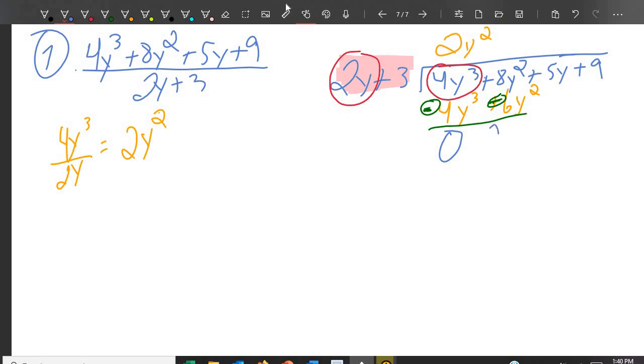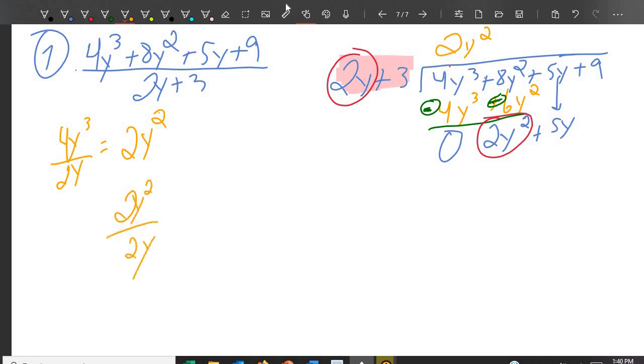8y squared minus 6y squared is 2y squared. Bring down the 5y. Now we're going to start over. We're going to take the 2y and divide it into the 2y squared. Over here, 2y squared divided by 2y. Well, one of the y's cancels out and you're just left with a y. So the y goes across the top. Then it's y times 2y plus 3, so it's going to be 2y squared plus 3y. Now we're going to change the signs. This becomes negative 2y squared. This becomes negative 3y. Combine those together, I get a 0.